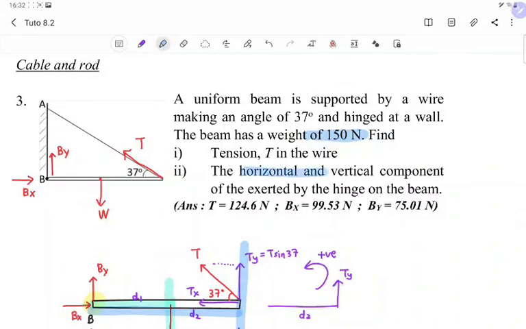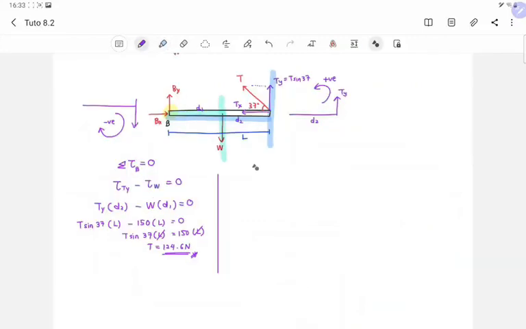Next, we have to find the horizontal and vertical component by the hinge. So we need to find By and Bx. Okay, the summation of Fx equals to 0. So the forces acting along x, we have Bx minus Tx equals to 0. So Bx is equal to Tx. Tx is T cos 37. Substitute T cos 37. And then we will get Bx equals to 99.53 Newton.